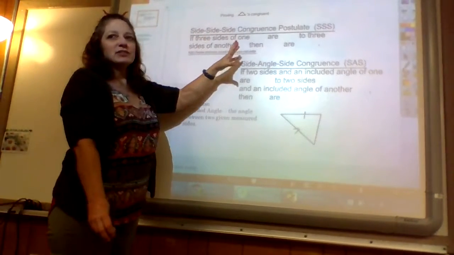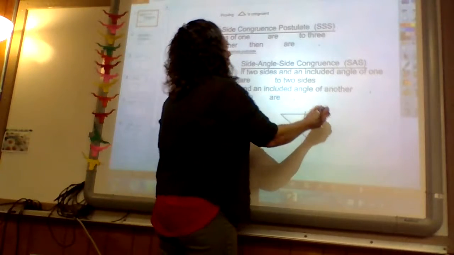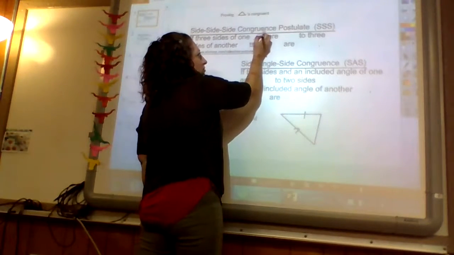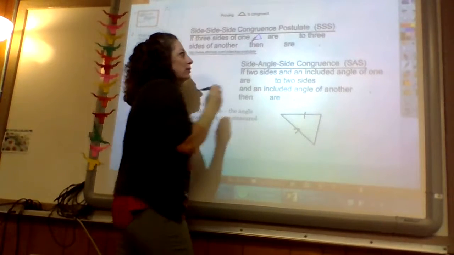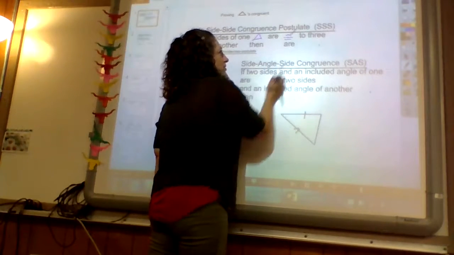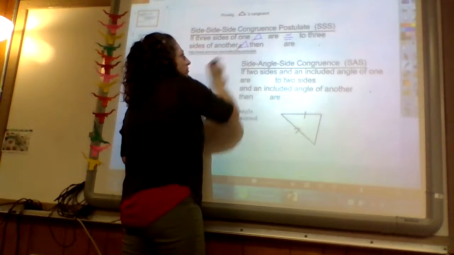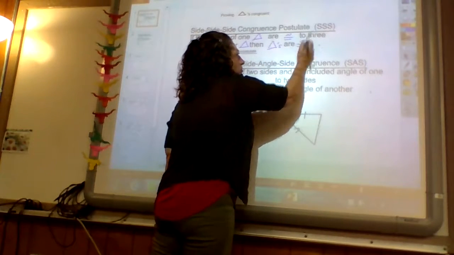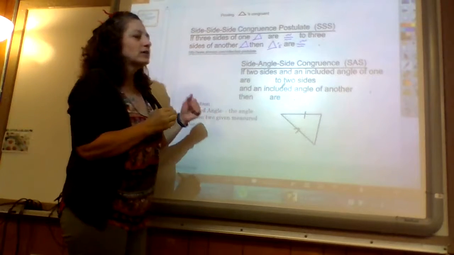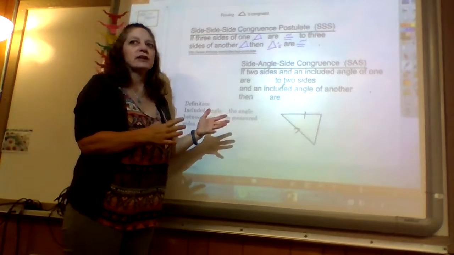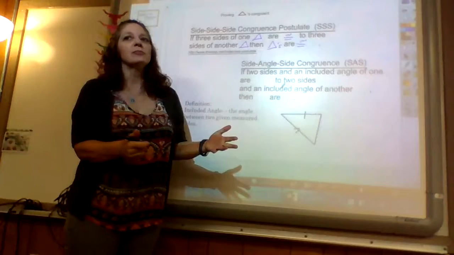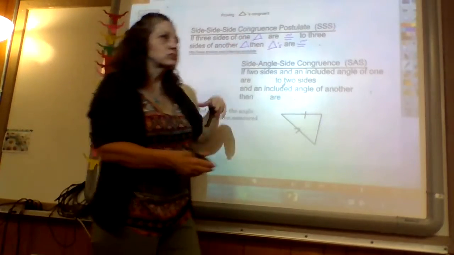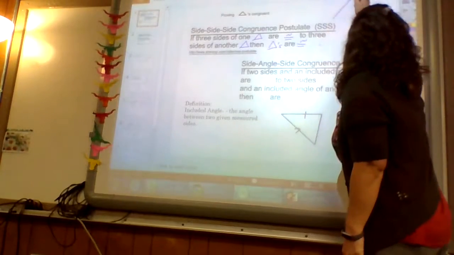We're going to fill in the blanks here with symbols to represent the theorem or postulate. If 3 sides of one triangle, fill in with me, are congruent to 3 sides of another triangle, then the triangles are congruent. That takes not 6 parts, 3 angles, 3 sides, but 3 parts to determine if the triangles are congruent. Next to this, I also want to put a picture to show 2 triangles.